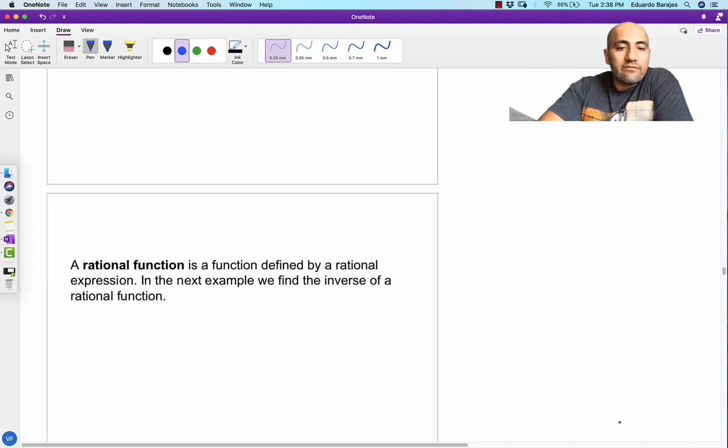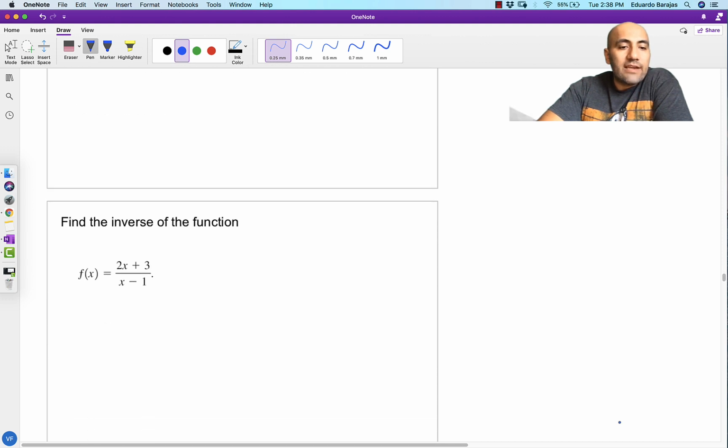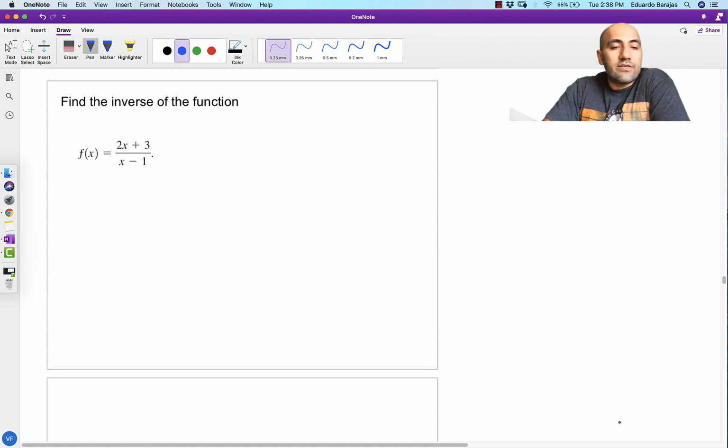A rational function is a function defined by a rational expression. In the next example, we find the inverse of a rational function. Find the inverse of this one. See, this one's a little bit trickier. It's hard to do it by writing down the order of steps. That can get a little complicated. You can still do it that way, but it's complicated.